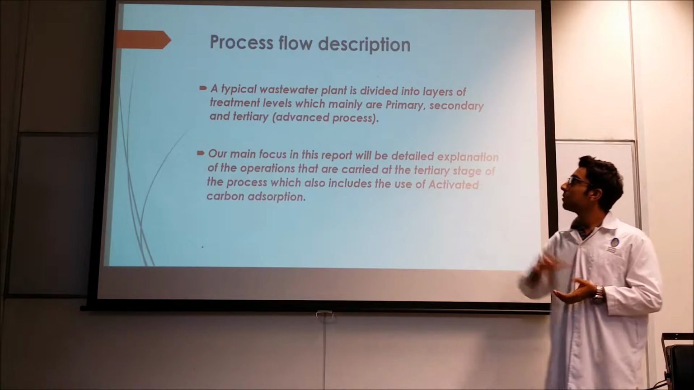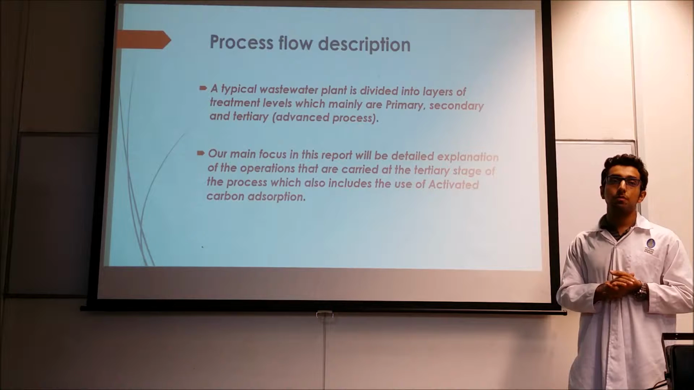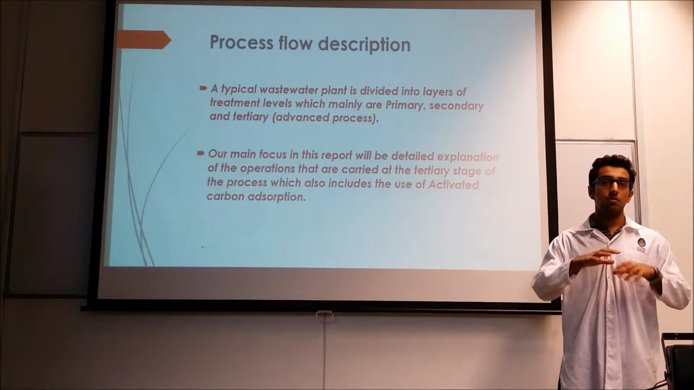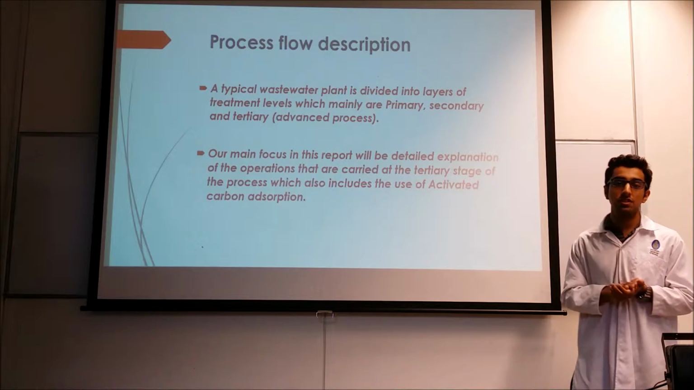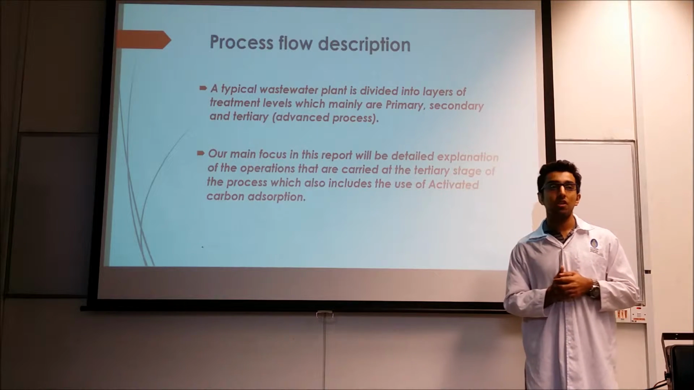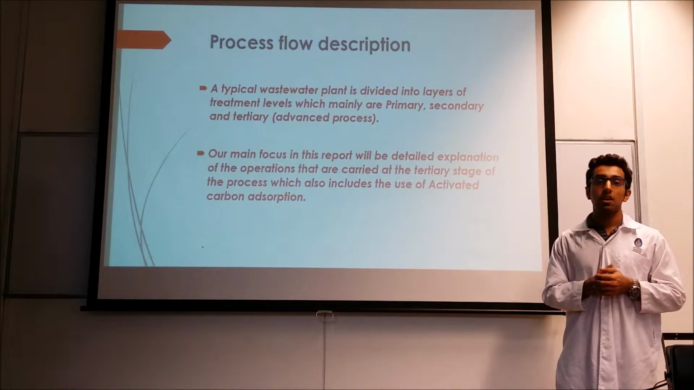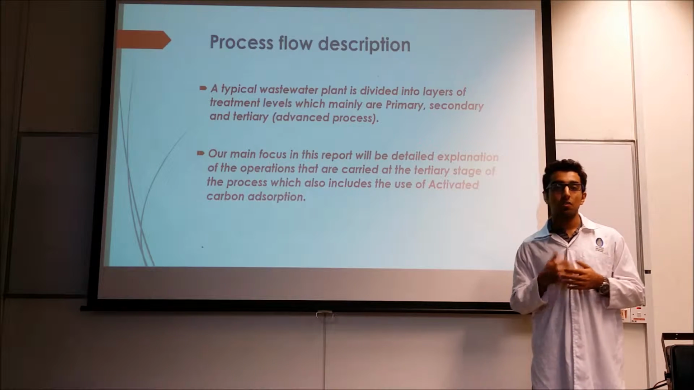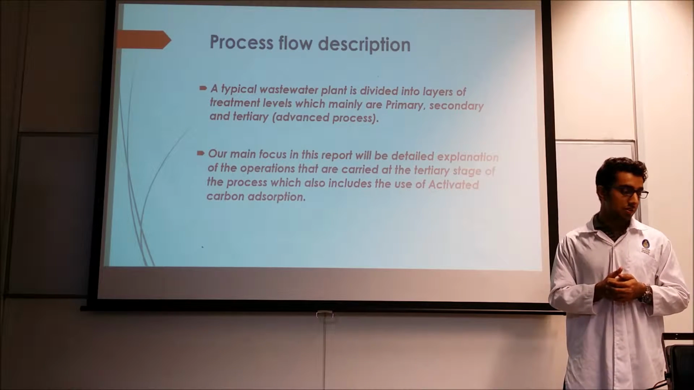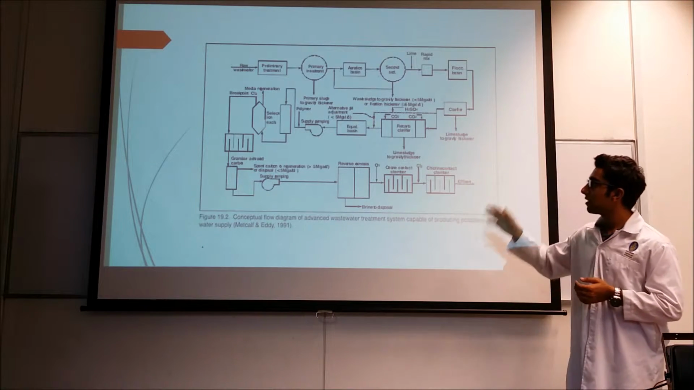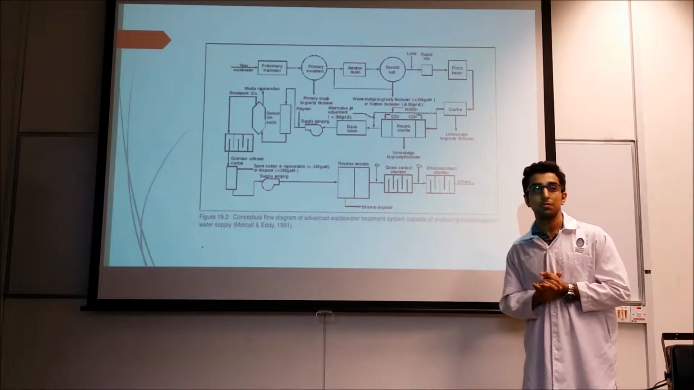So I will be talking also on the process flow description. A typical waste treatment plant is divided into three parts: the primary treatment, secondary treatment, and the tertiary treatment, which is also called the advanced process. Our main focus of this report will be on a detailed explanation of how activated carbon is used in the wastewater treatment industry. So this is basically the PFD which I have found from a research paper.